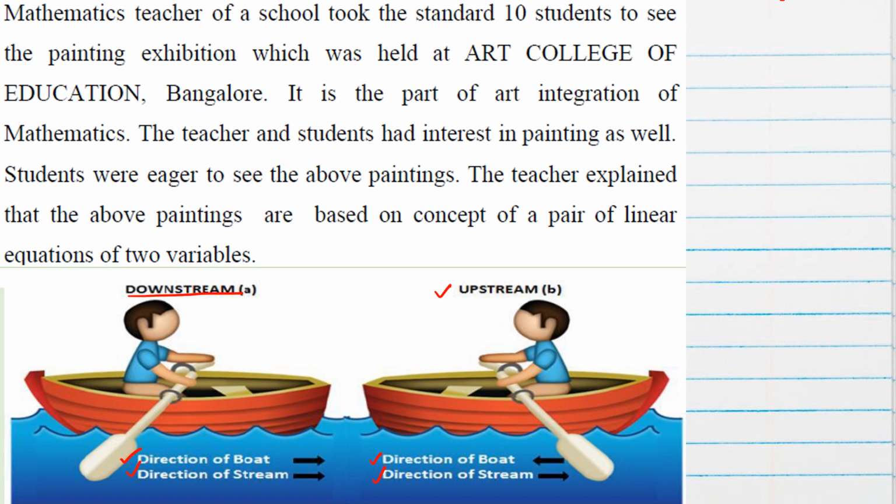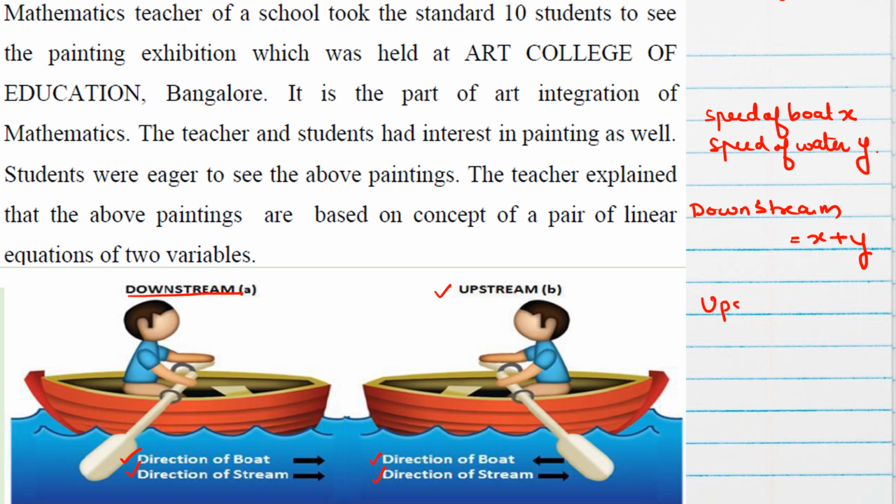And we know, if we suppose the speed of the boat as x and the speed of water as y, then the downstream condition will give speed as x plus y and the upstream condition will give x minus y. So x plus y and x minus y are the speeds in the downstream and upstream conditions respectively. Now we'll see the questions here.